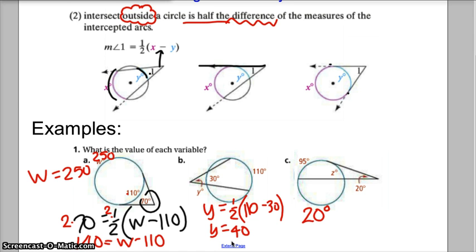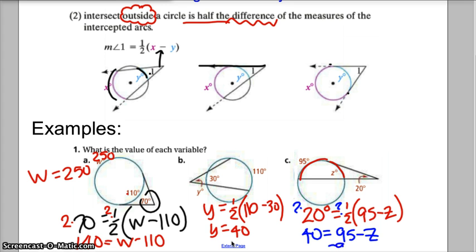That 20-degree angle equals 1/2 these two intercepted arcs. The 95 appears to be larger, so I'm going to put it first. And this is another equation to solve. Times both sides by 2. 40 equals 95 minus z. Add the 95 to both sides.